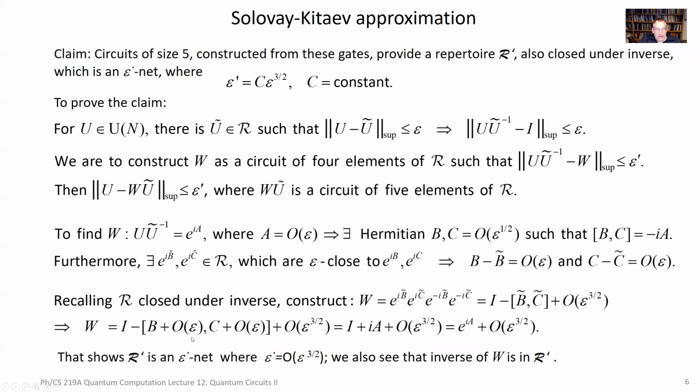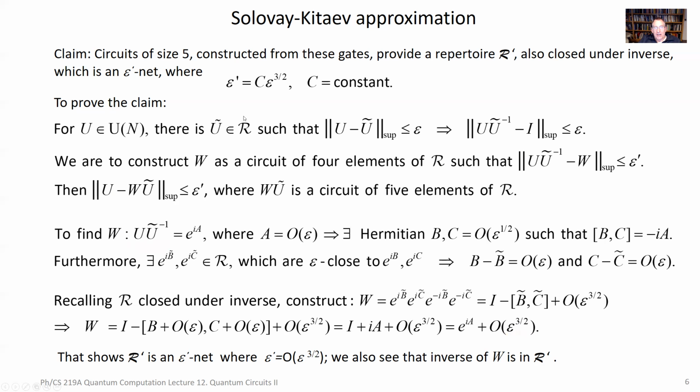Okay, because I have a commutator of this order epsilon term with this order epsilon to the 1/2 term, and a commutator of this order epsilon to the 1/2 term with this order epsilon to the 1/2 term. Those are all of order epsilon to the 3/2. So W hits its target, which was e to the iA. Remember, e to the iA is what I'm calling U tilde inverse, up to an error which is order epsilon to the 3/2. We did it.